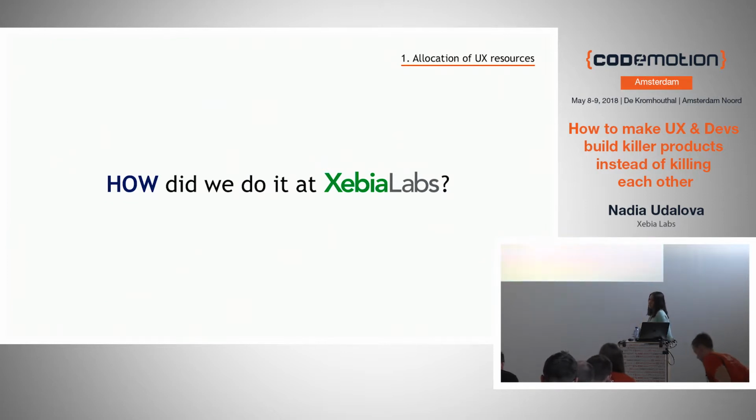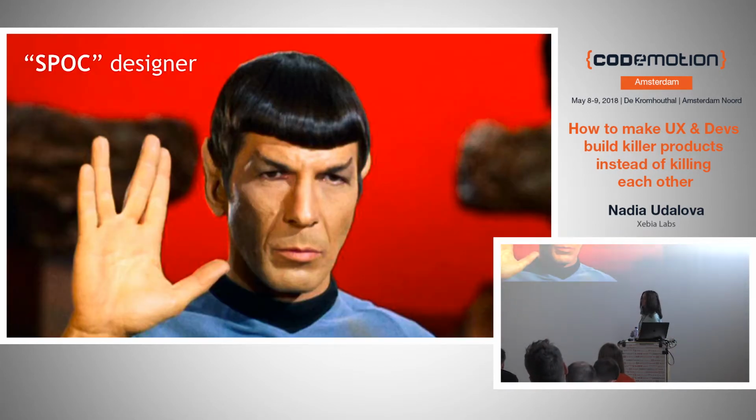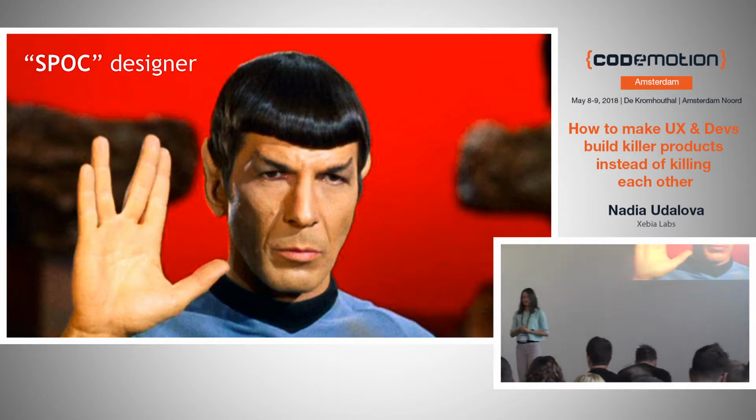However, at Xebia Labs, where I work, we've been experimenting with the two, and we found that neither of them really suits us. So what we've done is the following. We use the UX agency model, the one that was on the right. So we have a UX team sitting in place, let's say, among all of the developers. And we have the Spock designer with us, right?